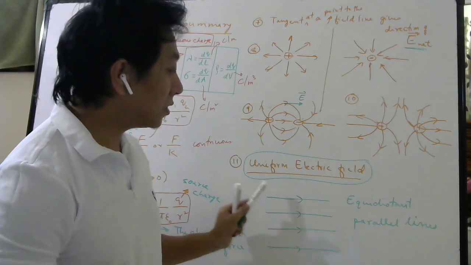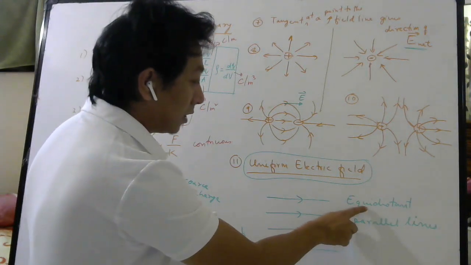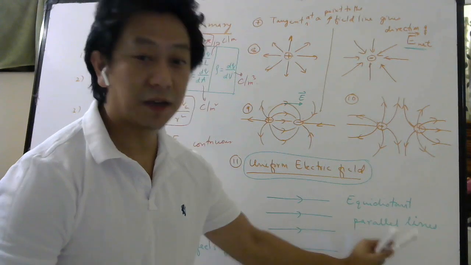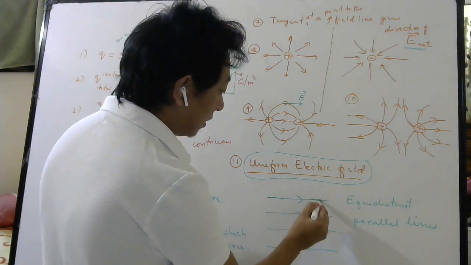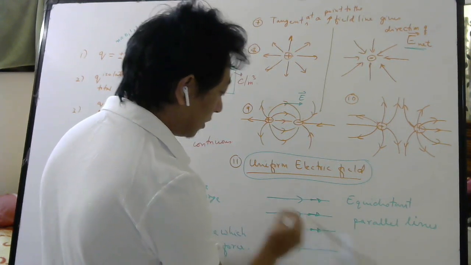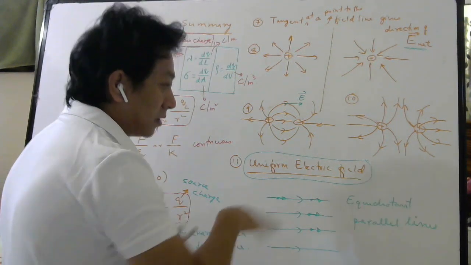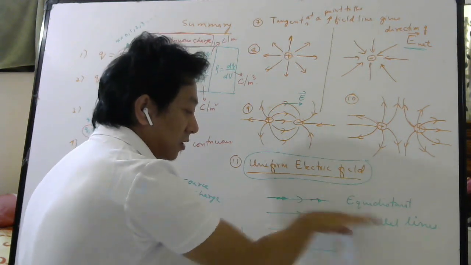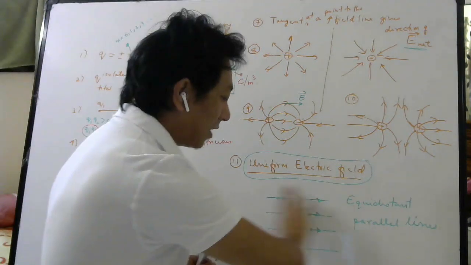So how will you represent uniform electric field? Uniform electric field will be represented by equidistant parallel lines. What lines? Equidistant parallel lines. Why? If it is parallel, then at any point, if you draw tangent, it will be like this. Yes or no? At every point in this space, electric field is this way. So if this is east, this is also east, this is also east, this is also east, right? So the direction of electric field is uniform.